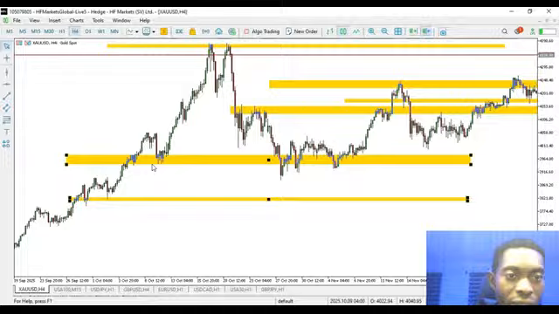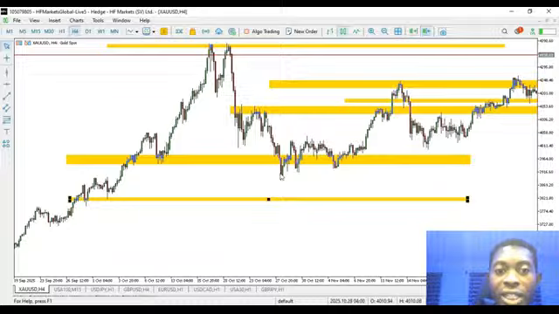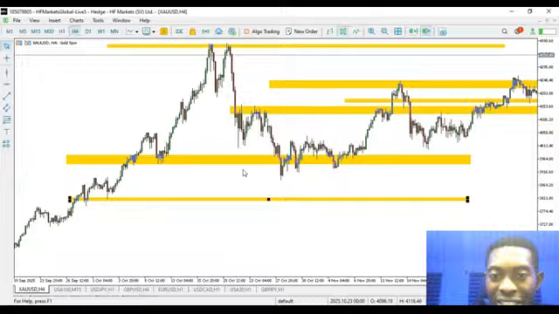Price got to this place and flew to the upside. So you draw that, and in the future you can see the same zone. That's why we're saying that it's not an exact price. It is a zone. The whole of this place is a zone. So price eventually respected it.